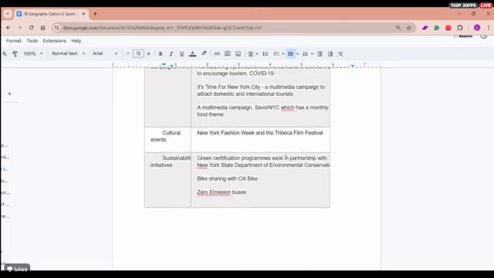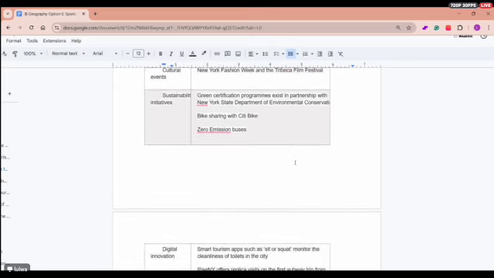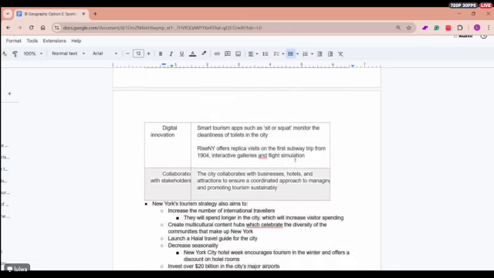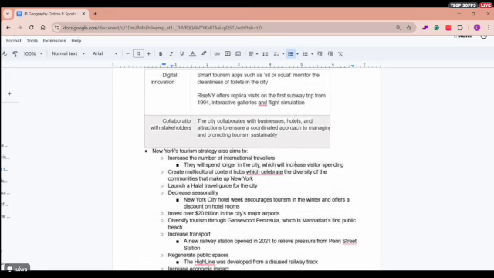And for example, cultural events, you have New York Fashion Week and you have the Tribeca Film Festival. You have sustainable initiatives where you have bike sharing with Citi Bike and zero emission buses. You have digital innovation with smart tourism apps such as Sit or Squat, which monitor the cleanliness of toilets in the city. You have Ride New York, which offers replica visits on the first subway trip from 1904, which is an interactive gallery and it's also a flight simulation.